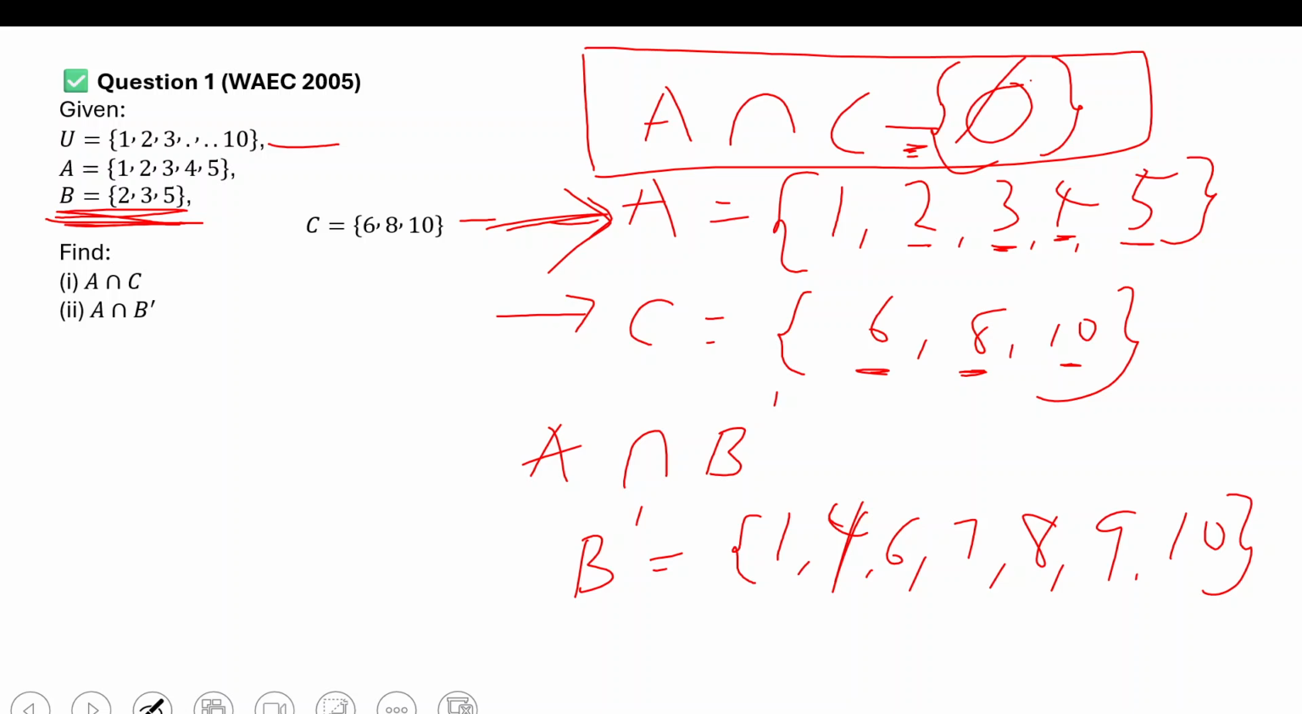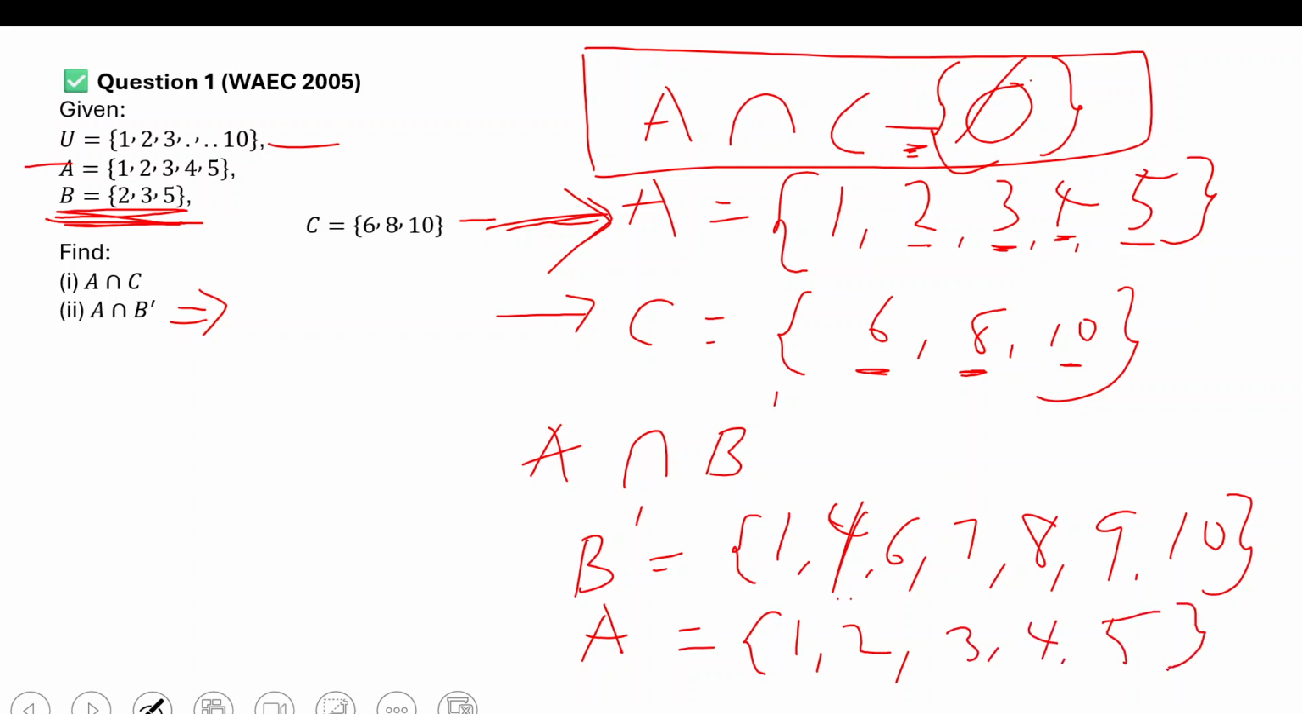So these are elements that are in the universal set but not in B. If we check again, I don't have 2 in this B prime. I don't have 3 in this B prime. I don't have 5 in this B prime. So this is correct like this. But we're asked to find A intersect B prime. So I will list all of A again from what I have here. I have 1, 2, 3, 4, and 5.